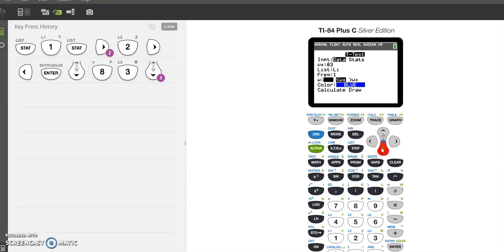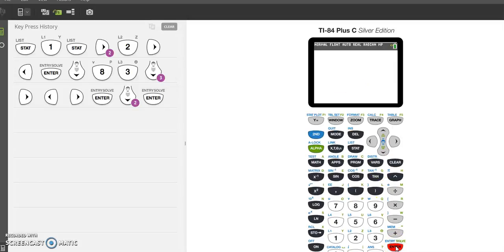Now where it says mu, you have to give it the sign of the alternative hypothesis. In this case, that is not less than. So we're using the less than. Press enter. The color blue is fine. We're calculating, and you press enter again.